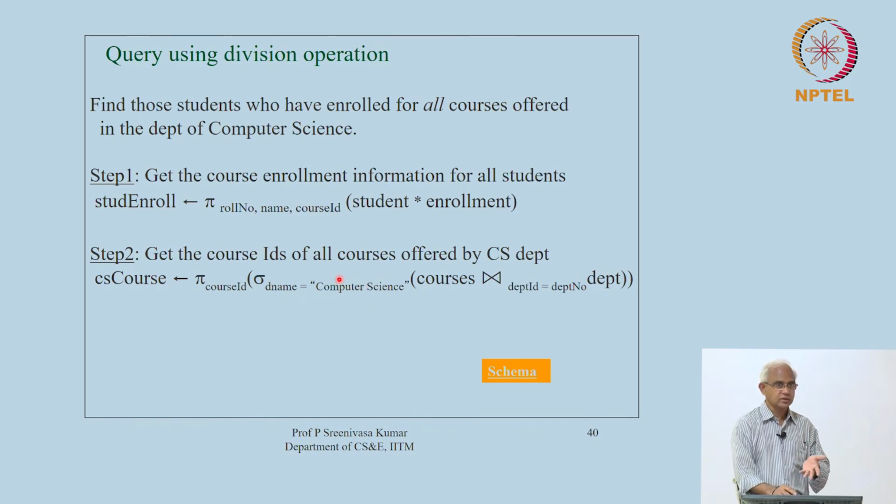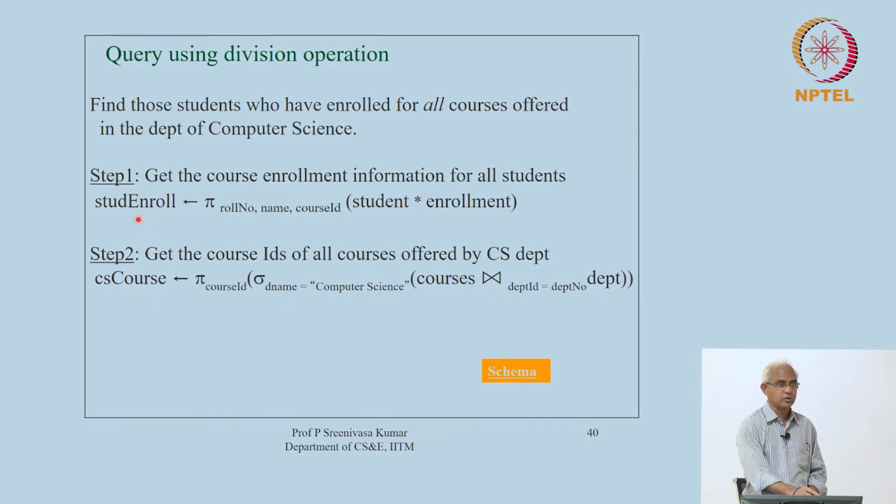We in fact know that it is department number 1 from the data, but anyway we have to go by what is given in the query. So, get course IDs of all courses offered by the CS department. We can project the course IDs after doing a selection of computer science on this join. So, we get these CS courses.